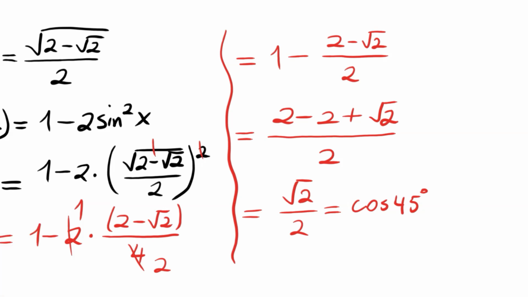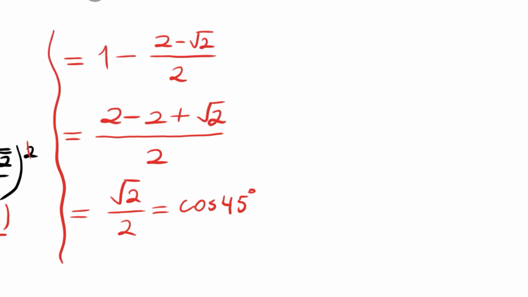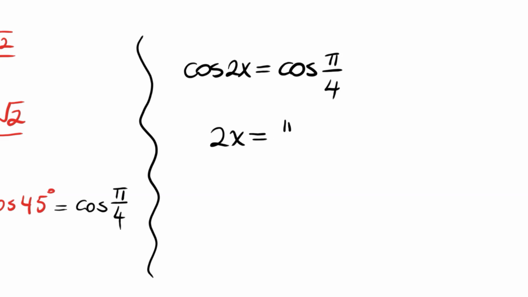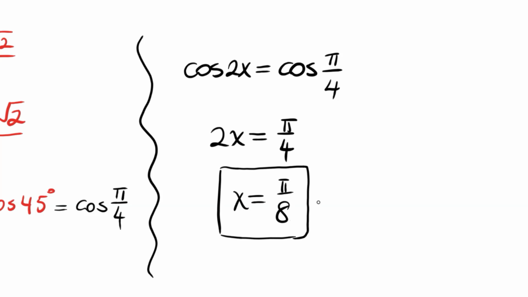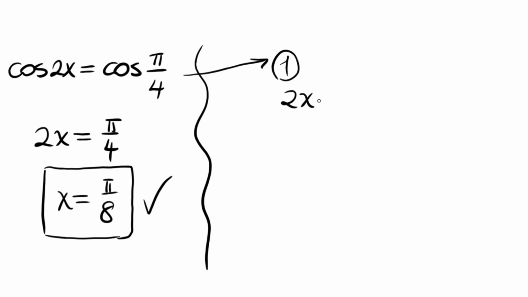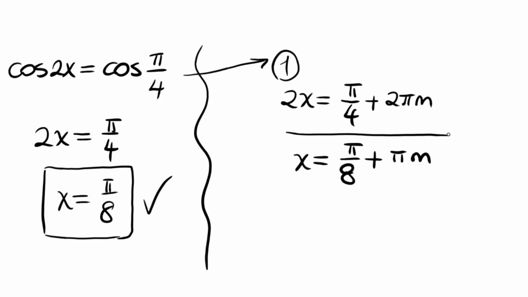So let me finish the idea here, or just cosine pi over 4. Now we calculated cosine 2x, and we reached that this is equal to cosine pi over 4. So 2x is equal to pi over 4 and x is equal to pi over 8, which is the minimum positive angle that satisfies our equation. Actually, the general solution of this equation should look like 2x is equal to pi over 4 plus 2 pi m. So x is equal to pi over 8 plus pi m, m being an integer.